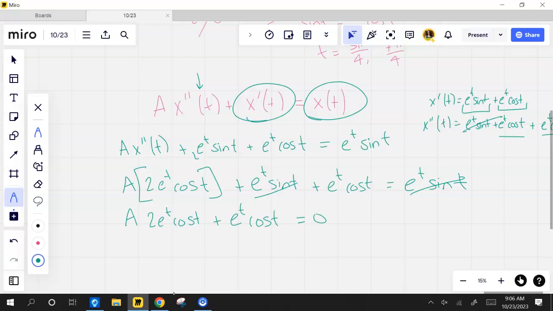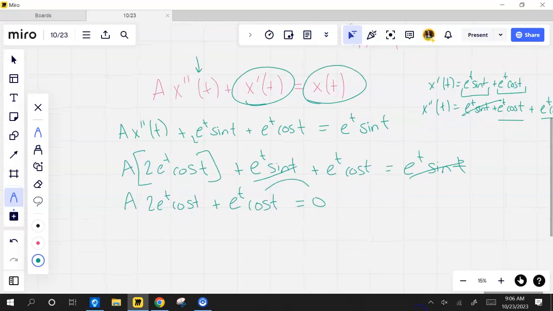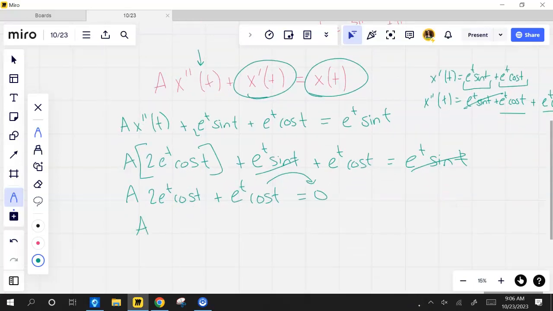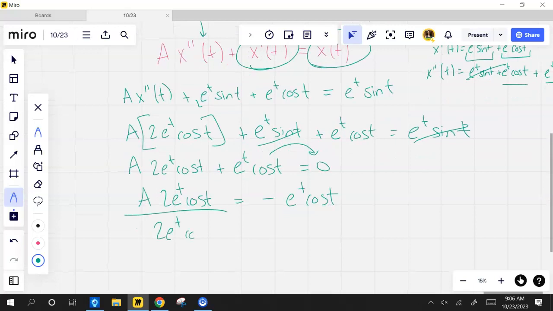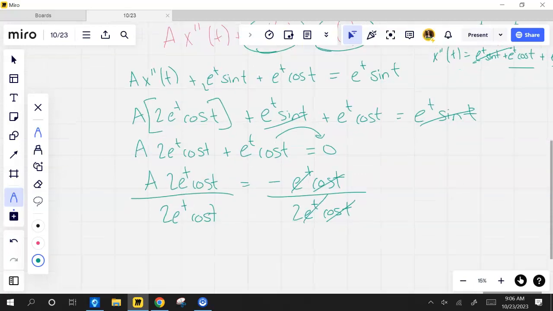What now? Subtract. I get a 2 e to the t cosine t equals negative e to the t cosine t. What can I do now? Divide by 2e to the t cosine t. Cancels, cancels, cancels. I've got a equals negative. Everything's going up top. I hold the place for the 1, and there's a 2 on the bottom. Crazy that all those trig functions cancel down to just negative 1/2, right?